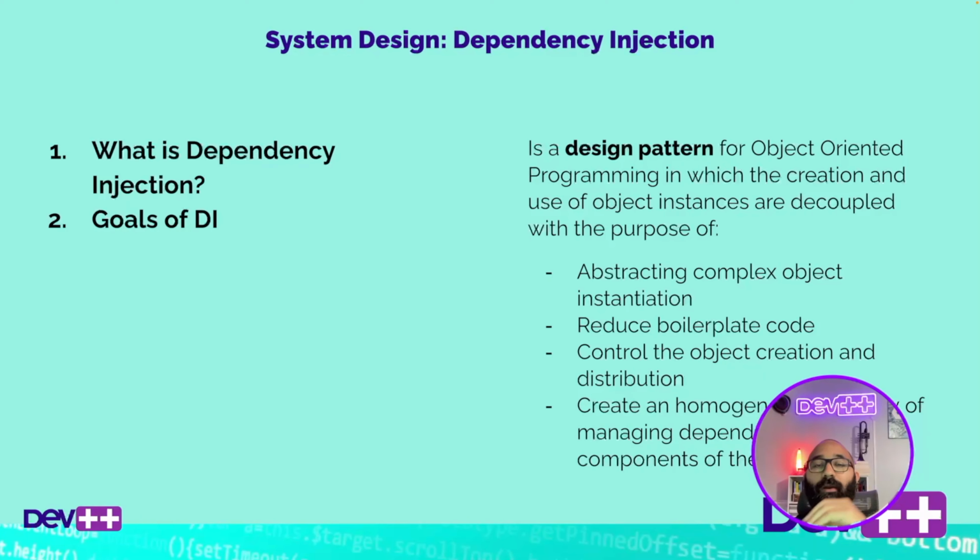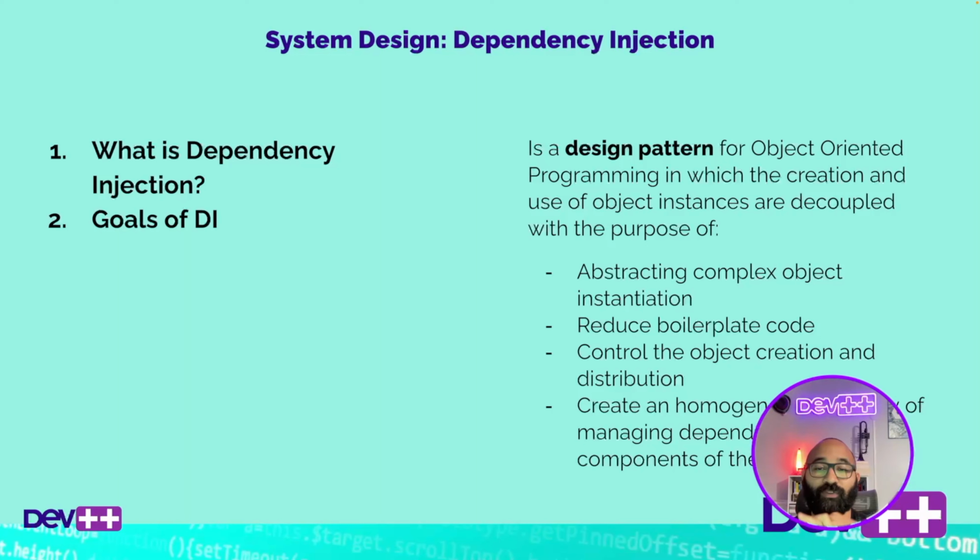So with that in mind, I designed my own definition of dependency injection. Of course, it's a design pattern. There is no objection there. For me, it is for object-oriented programming. This is really rare to see in functional programming or any other types of paradigms, in which the creation and use of object instances are completely decoupled or separated. With four specific goals in mind. That's what I'm listing here.